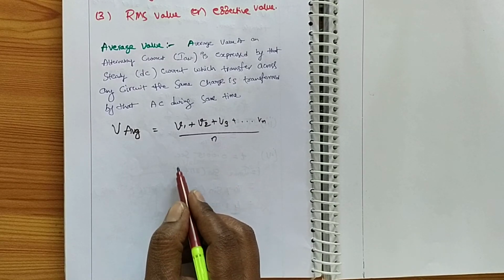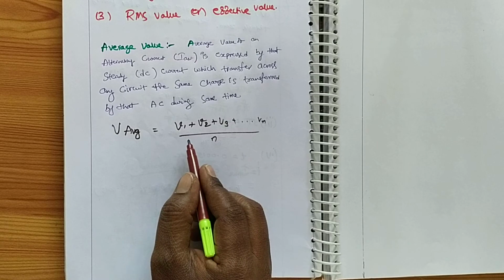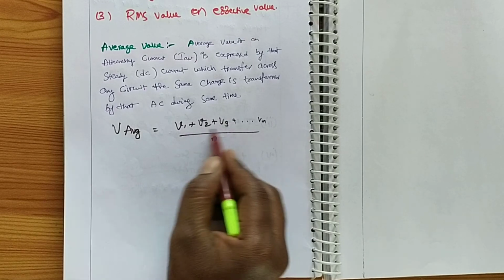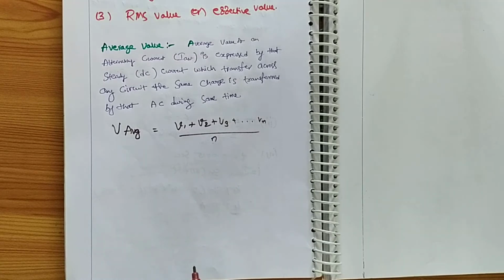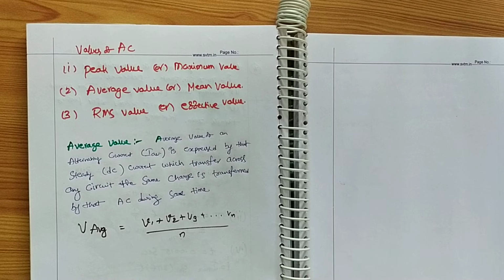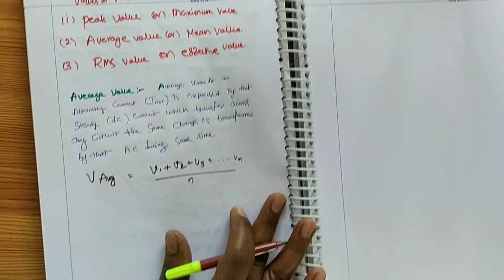To find the average value of voltage, we take the sum of the instantaneous values and divide by n, the number of instantaneous values we consider. That way we can calculate the average value. Now we can calculate analytically what the average value is for one cycle.